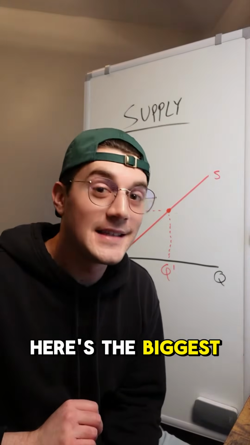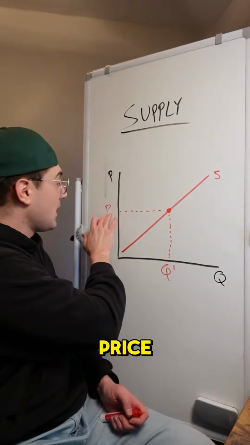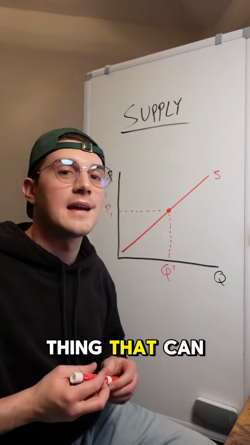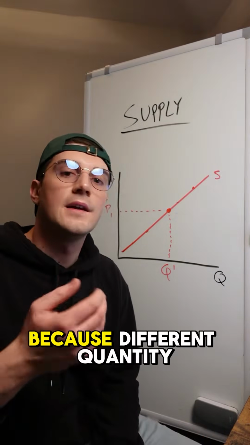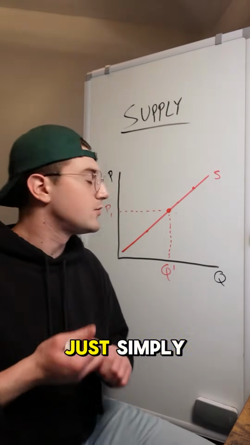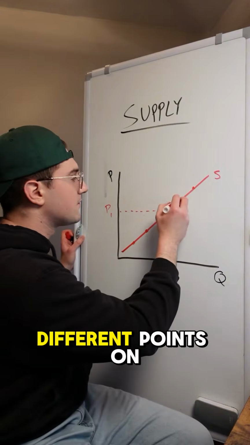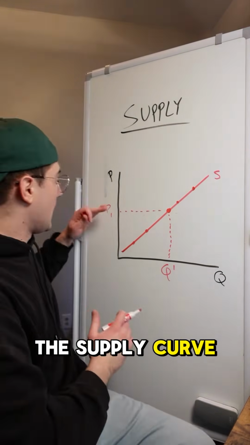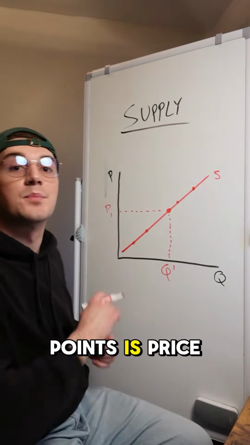Okay, here's the biggest thing I see students mess up on here. Price is the only thing that can impact quantity supplied. Because different quantity supplied values just simply are referring to different points on the supply curve. And the only thing that can adjust those points is price.